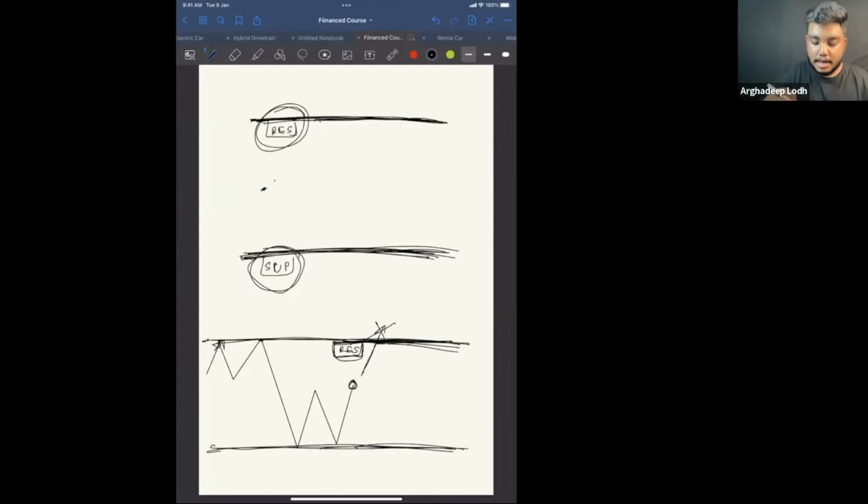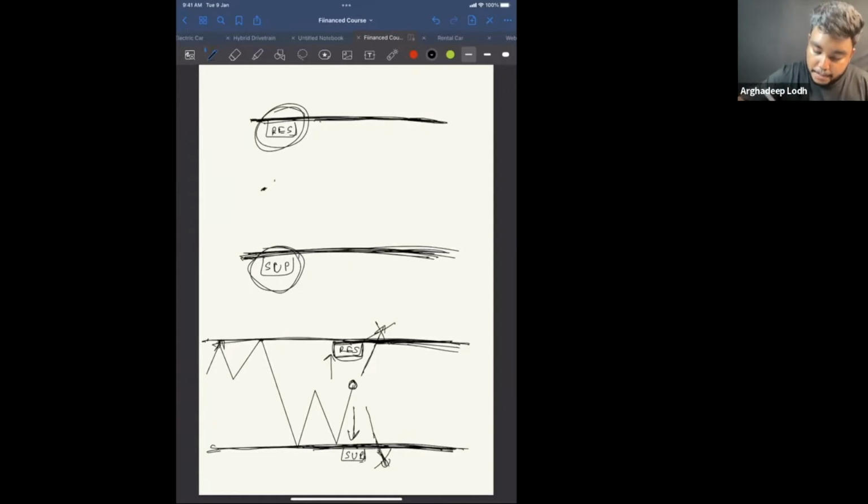And when a level is below the price, see, this one is above the price and this line is below the price. When the level is below the price, we will call this support. The purpose of the support is to not let the price go below this level. The support does not want the price to go below this level.